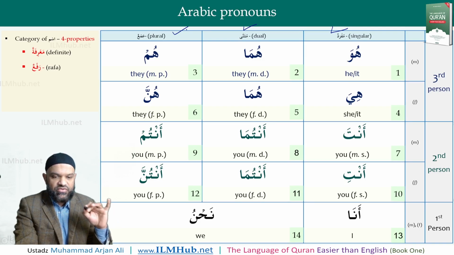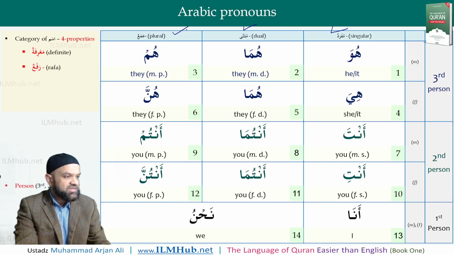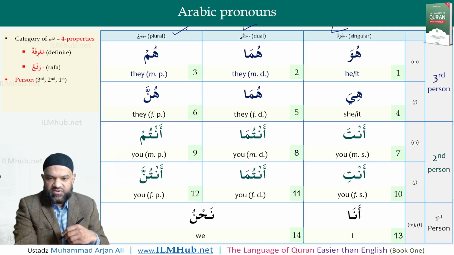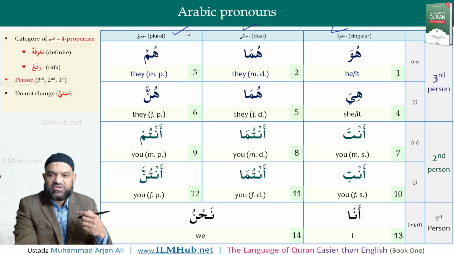Please note that their I'rab, they will always be rafa. There is no exception to this. So understand this point as well. And of course, we have the addition of person. So whether I'm talking about somebody, that is third person. If I'm talking to you, you are second person. I'm the one speaking, I become the first person. That's how it works, inshallah ta'ala.